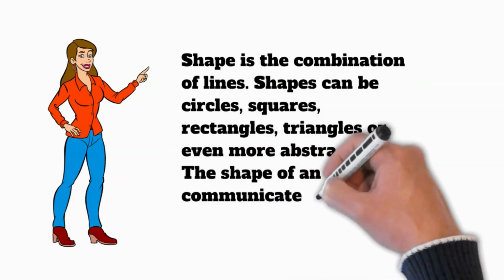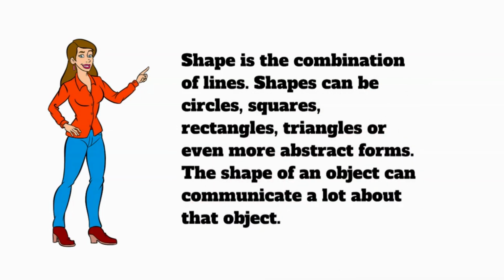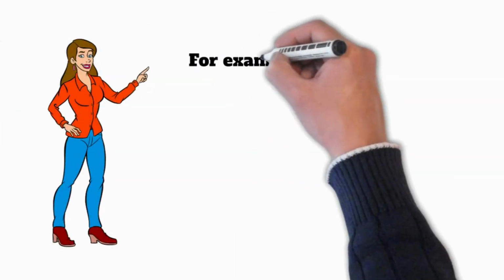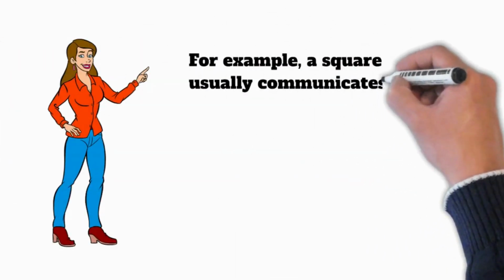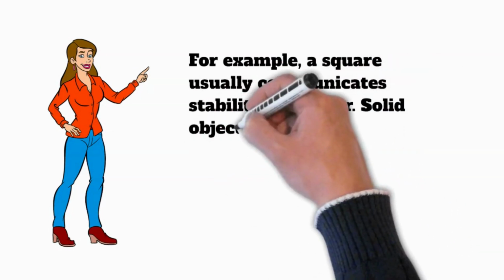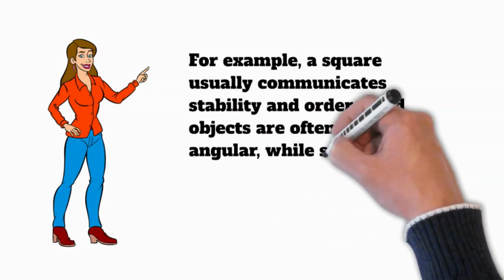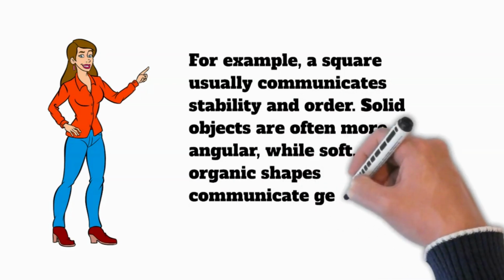The shape of an object can communicate a lot about that object. For example, a square usually communicates stability and order. Solid objects are often more angular, while soft, organic shapes communicate gentleness and warmth.